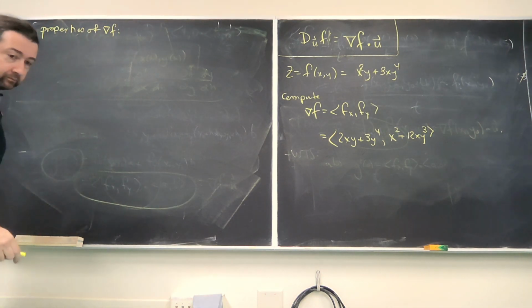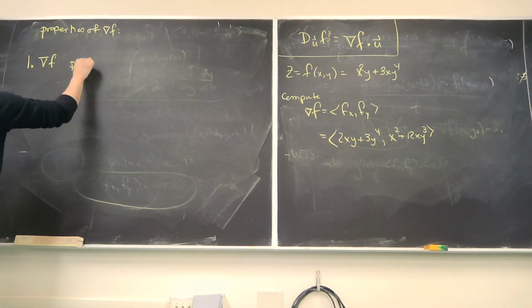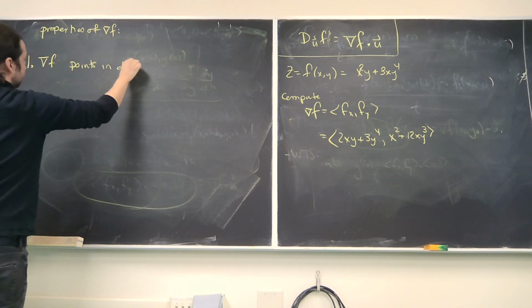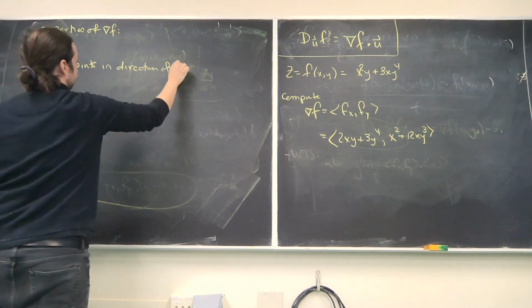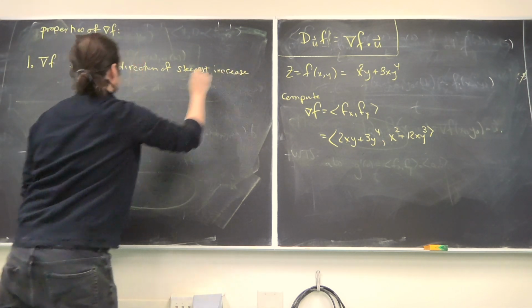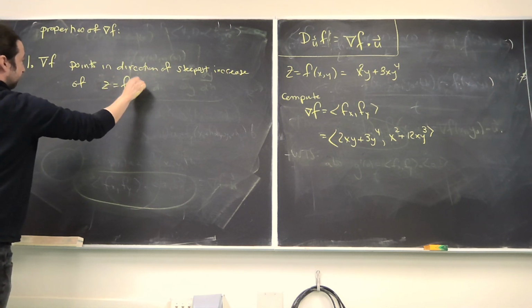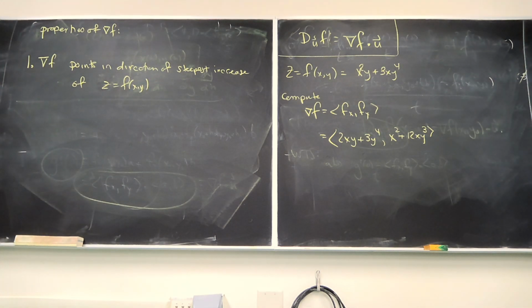Properties of the gradient. One, the gradient of f points in the direction of steepest increase of z equals f of x and y. So if you're hiking a mountain and for some reason you were carrying around the function of the mountain, you could stop where you were, figure out your coordinates, calculate your gradient vector, and that would tell you what direction to go up the hill as fast as possible.